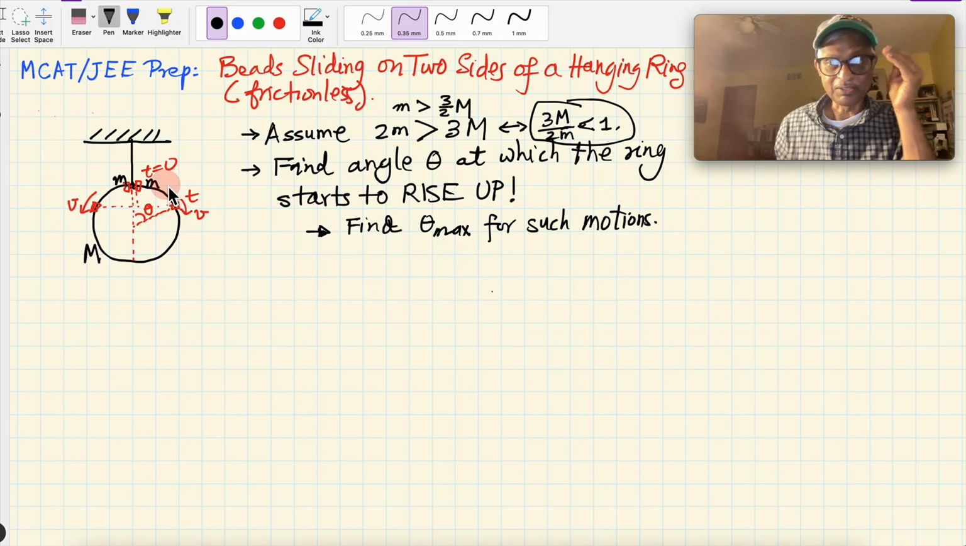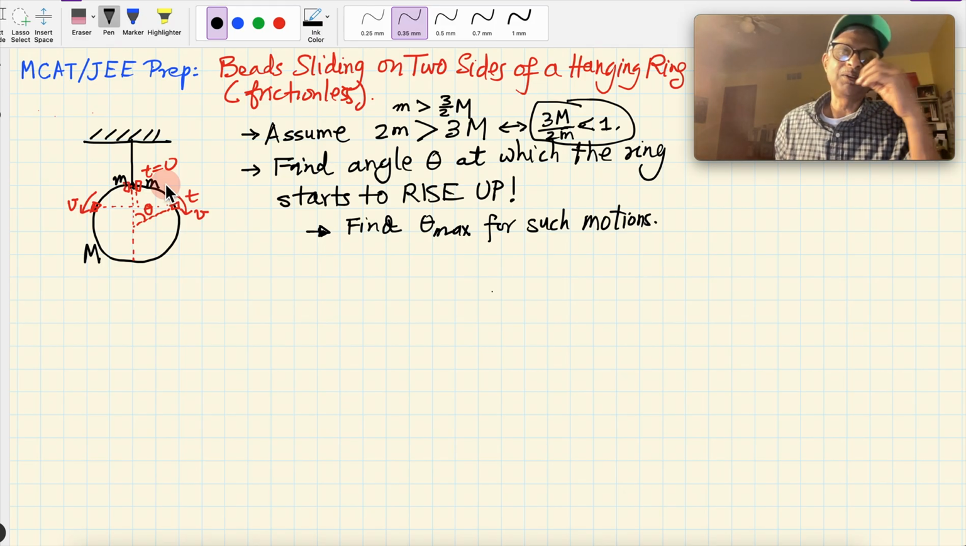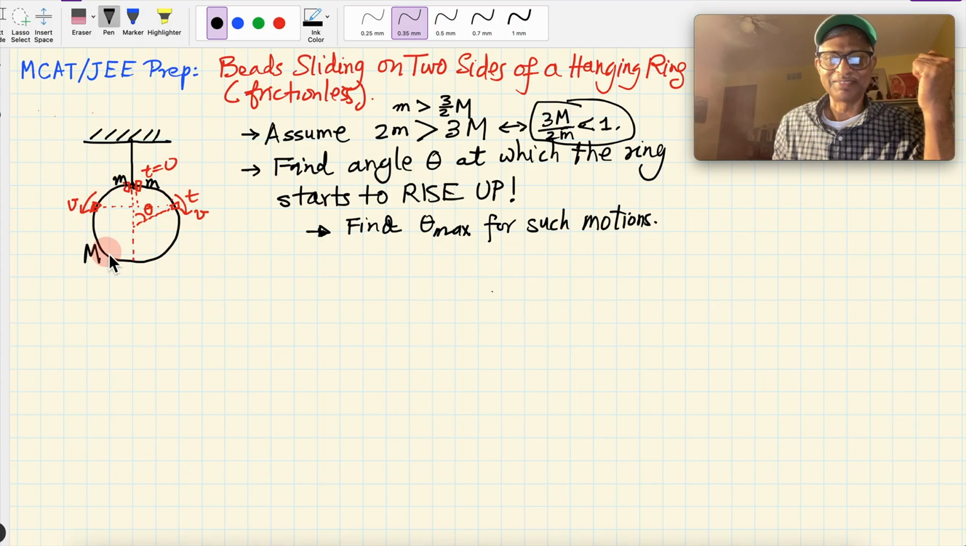That's what gets you. Why would it move up? But once you realize it's all about the center of mass, right now the center of mass is somewhere over here. If the beads are very massive, the center of mass is somewhere here, and as the beads come down, the center of mass comes down, but at some point it will look like it's going up.